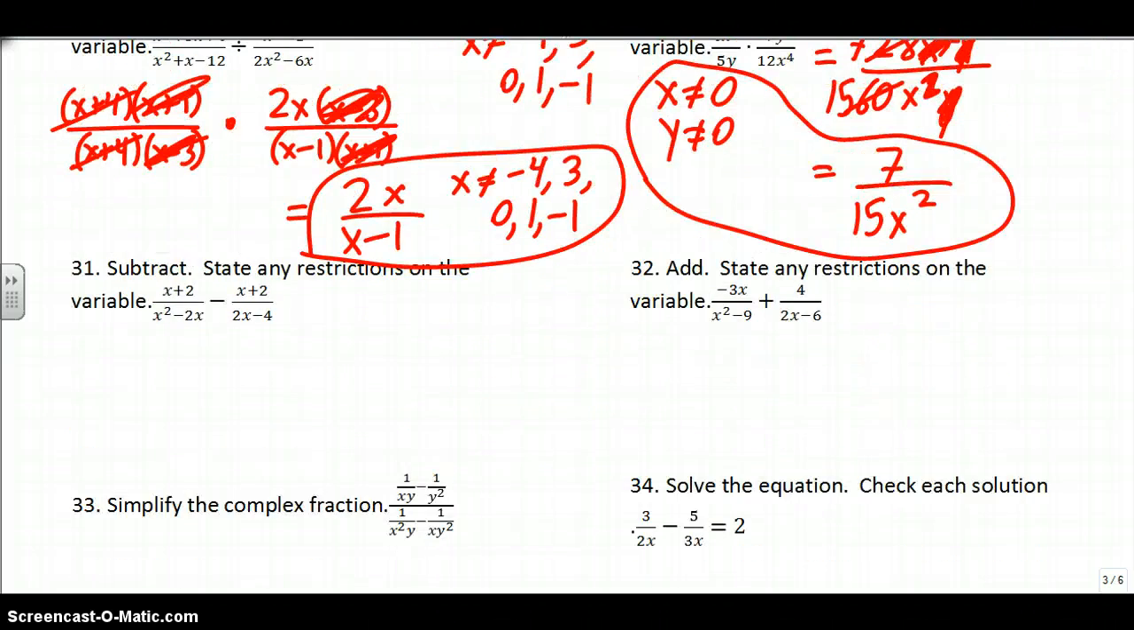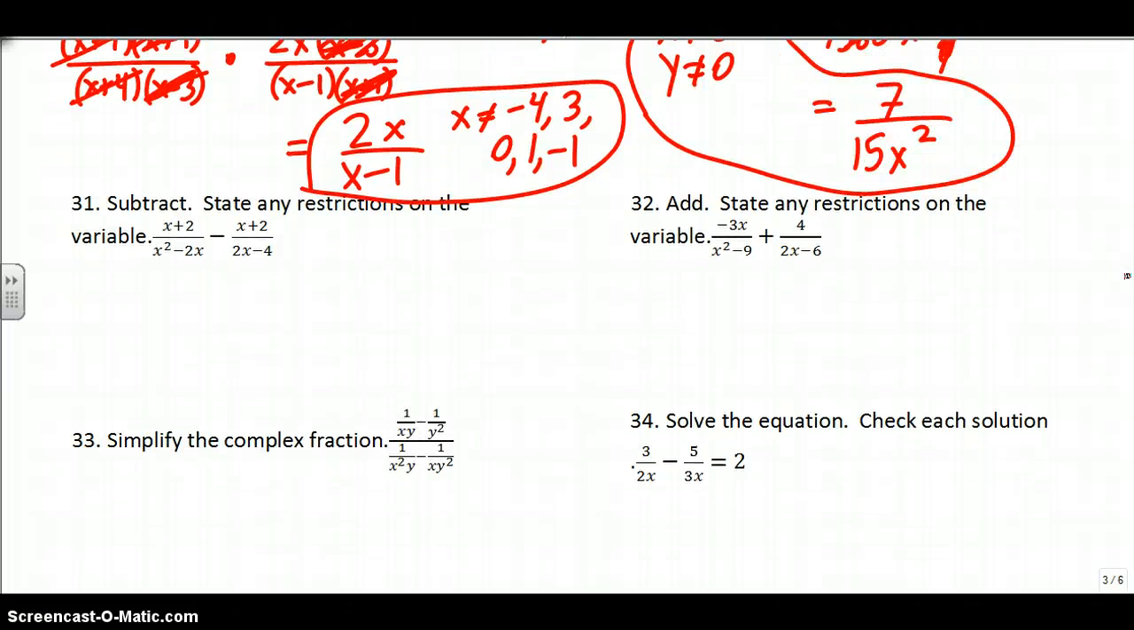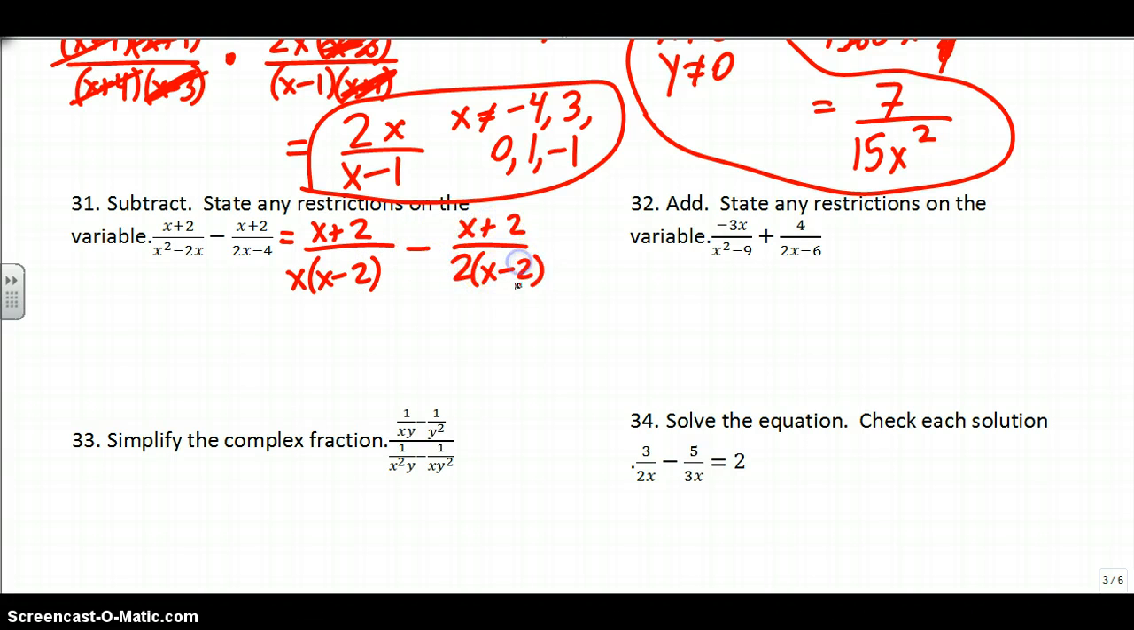31 is subtraction. Do you remember how to subtract fractions? I hope you do, because you have to get common denominators. So let's go ahead and completely factor everything first. X plus 2 over, this will factor into x times x minus 2, minus, let's see, the bottom over here will factor into 2 times x minus 2.